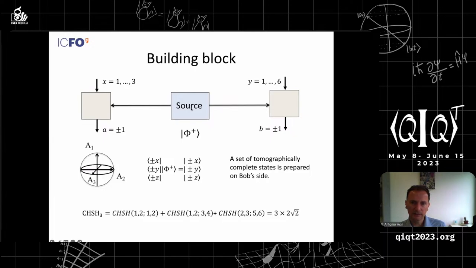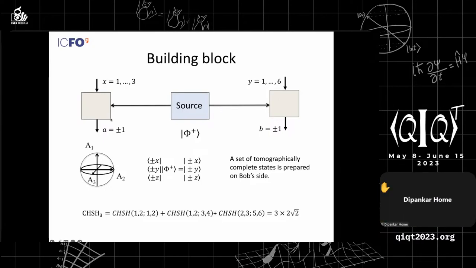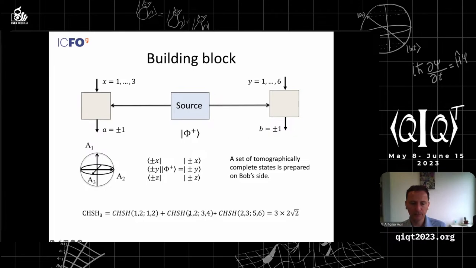You have this experiment in which you prepare a maximally entangled state of two qubits, and you take this CHSH, where you have three settings on Alice and six settings on Bob. You construct the CHSH for settings 1, 2 on Alice and 1, 2 on Bob, the CHSH for settings 1, 2 on Alice and 3, 4 on Bob, and the CHSH for settings 2, 3 on Alice and 5, 6 on Bob. So this is A1B1 plus A1B2 plus A2B1 minus A2B2, and this is A2B5 plus A2B6 plus A3B5 minus A3B6.